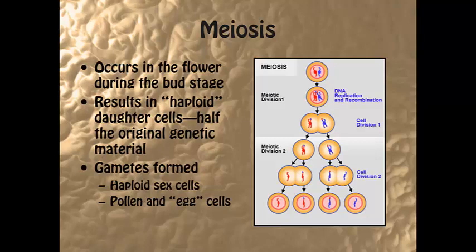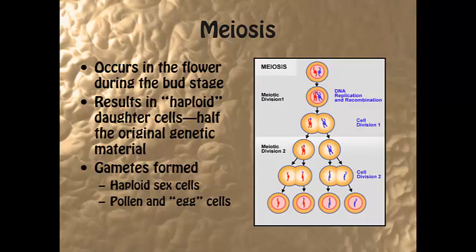So meiosis is going to occur in the flower during the bud stage, so before the flower even opens, and it results in those daughter cells, which we refer to as haploid daughter cells. The reason why we call them that is not only are they genetically different from the parent cells in their genetic makeup, but also in the quantity of genetic material in those cells. So when meiosis occurs, we end up with daughter cells that have half the genetic material of the parent cells, so they're haploid cells. The parent cell we refer to as a diploid cell. It has 2 copies of all the chromosomes. Haploid daughter cells have 1 copy of all the chromosomes.